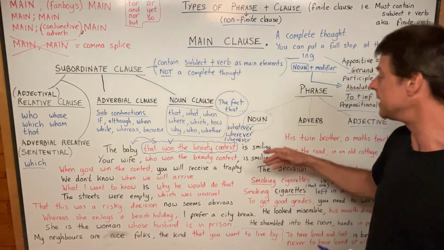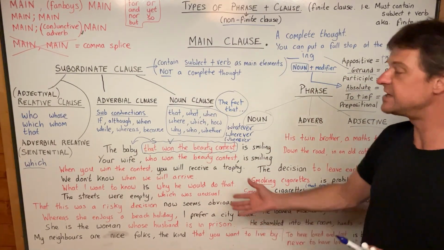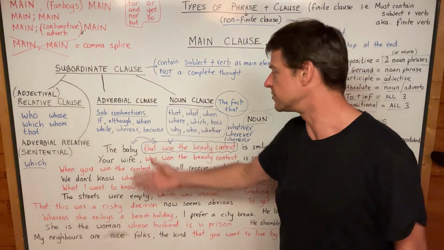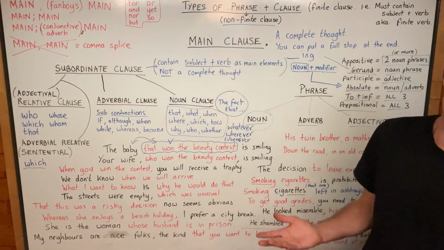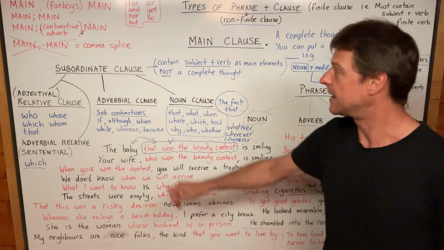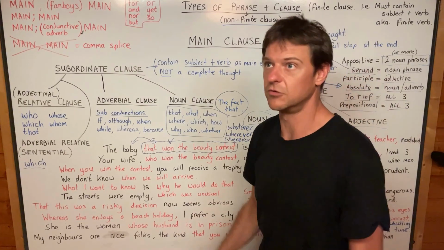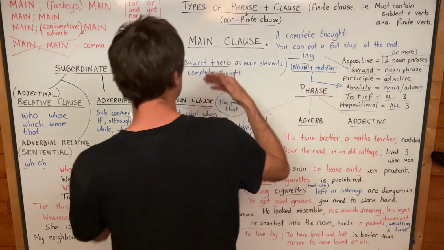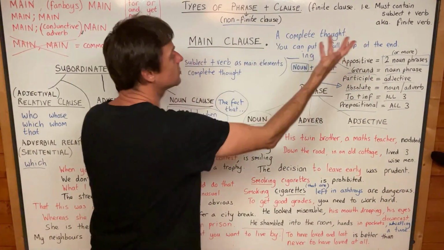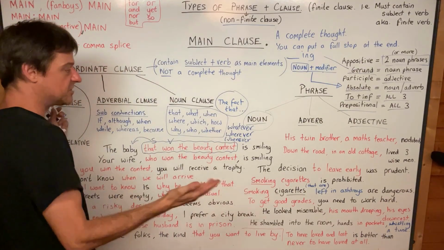The black part is the main clause. And notice that we don't need the subordinate clause for the sentence to make sense. We could take it out, and that's always the case with the subordinate clause. You can always take it out and you're left with a main clause, which is a complete thought anyway, so you can just use that.